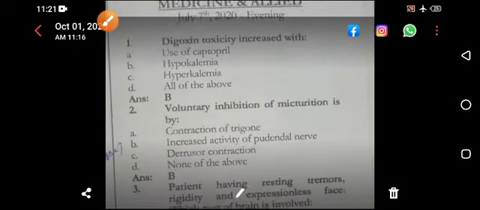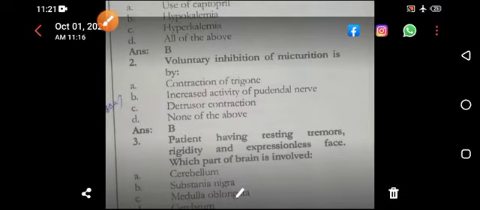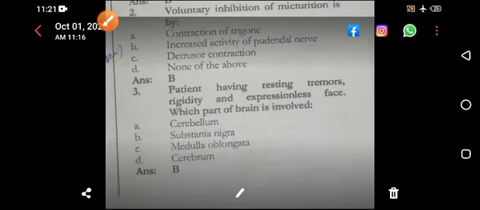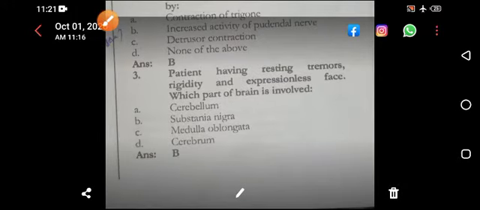So coming next, voluntary inhibition of micturition is by, now they are talking about the voluntary. Voluntary is the pudendal nerve. The pudendal nerve controls your external urethral sphincter, and you can voluntarily control it.